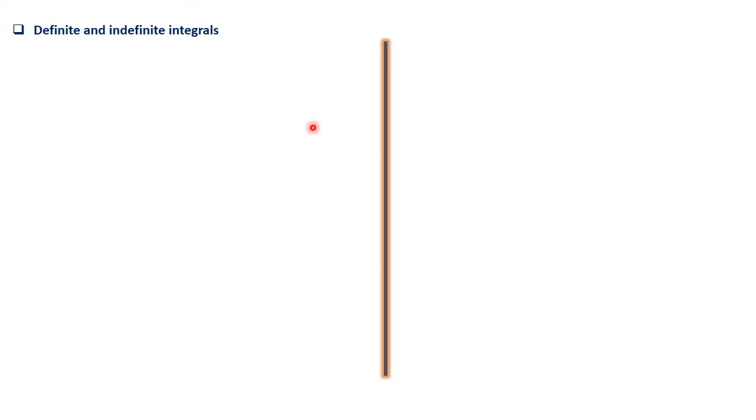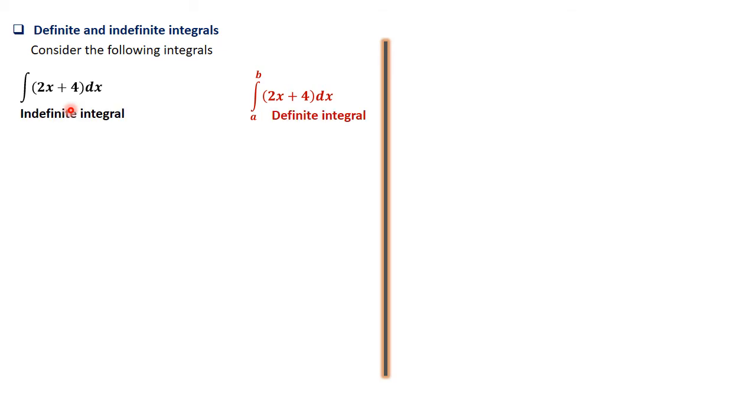Definite and indefinite integrals. Now consider the following integrals. We have the integration of 2x plus 4 with respect to x. We have the integration of the same thing, but we have an a and a b indicated below and above the integration sign. What we have here is a definite integral. What we had at the beginning is an indefinite integral. This is indefinite and this is definite.